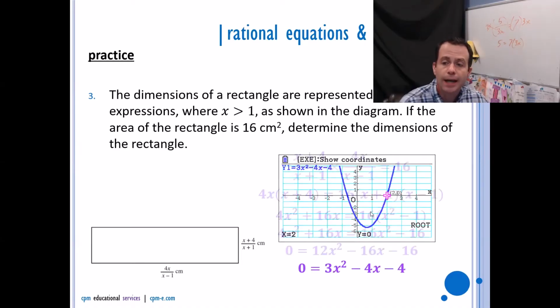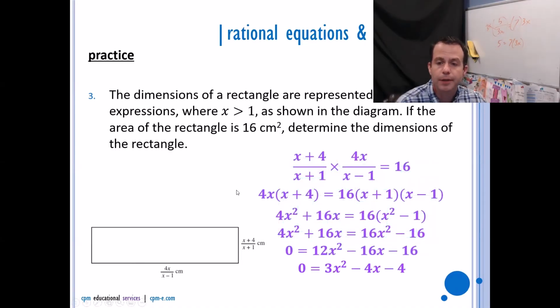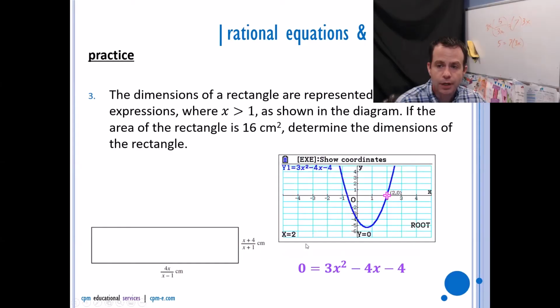Now, I got 2 here. I want you to notice that I've kind of ignored this guy, okay? And I've ignored that guy because he's a negative number, and I can't have a negative dimension here. And in the question it said x had to be greater than 1. So really, anything to the left of 1, I was told not to pay attention to, okay? So I know my answer is only 2 here.